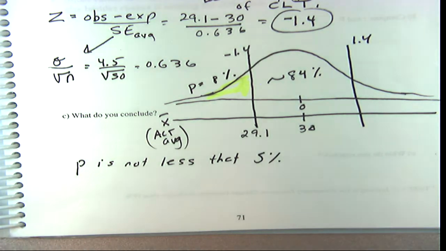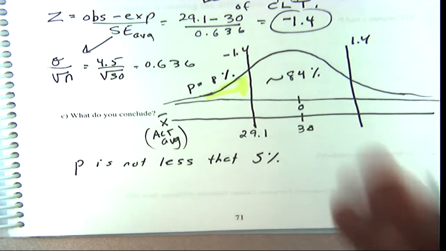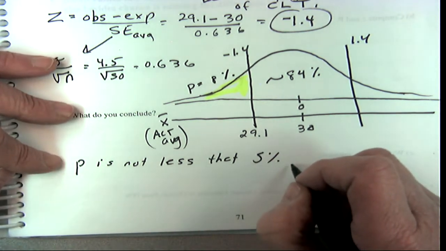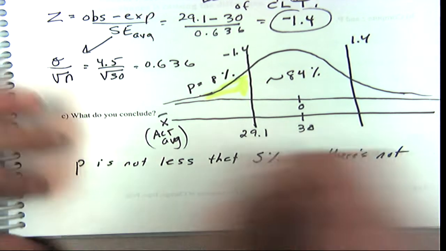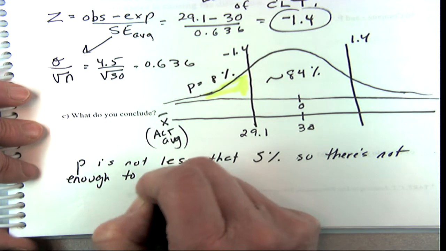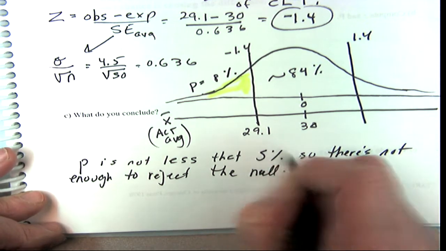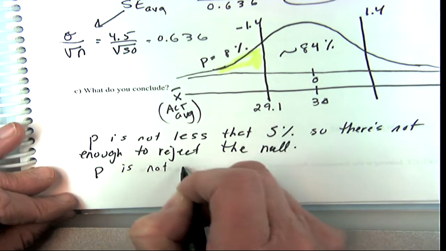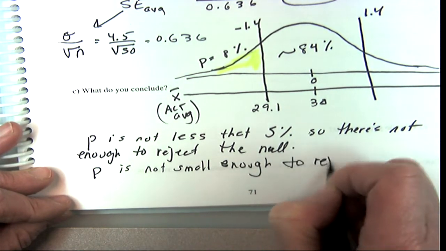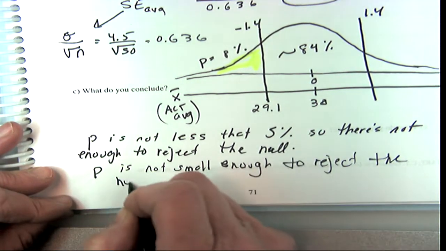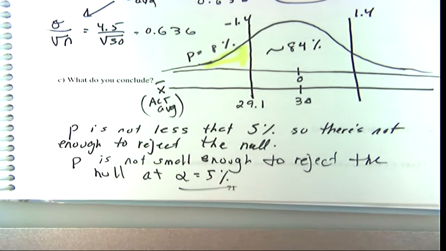So that means what? Should we accept the null? We can't reject it. There's not enough evidence to reject the null. Basically, P is not small enough to reject the null if we set the significance level at alpha equals 5%. That's the typical one. We don't have a small enough P.